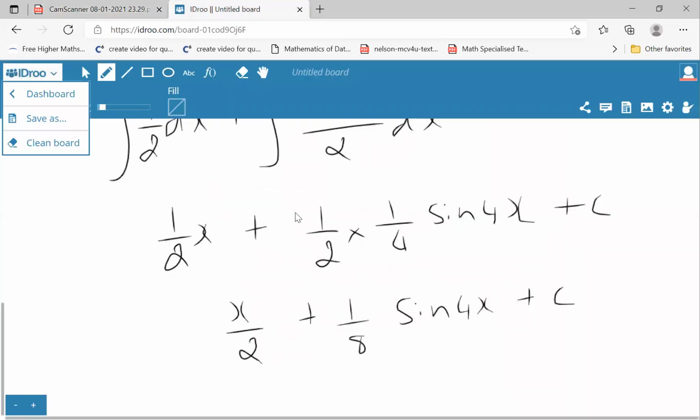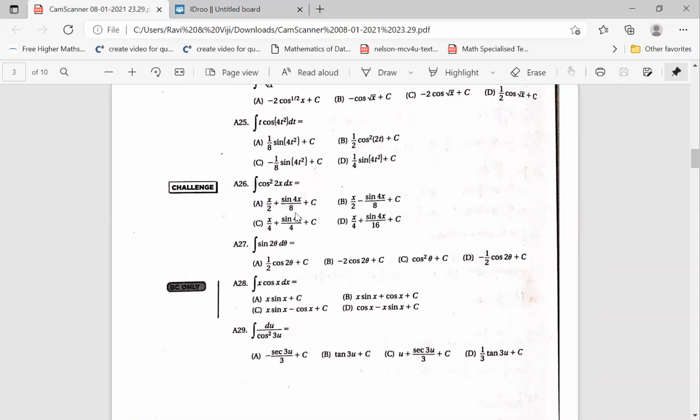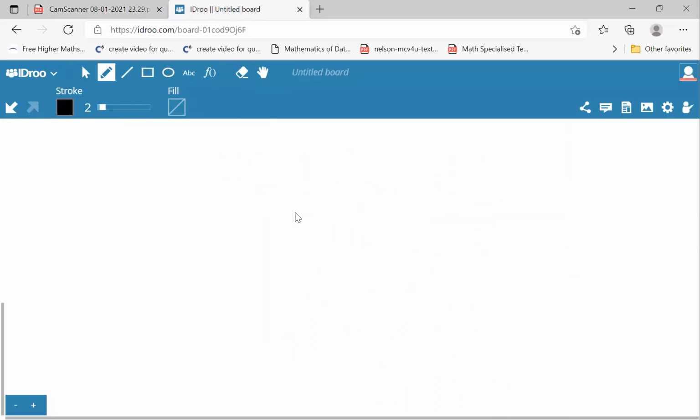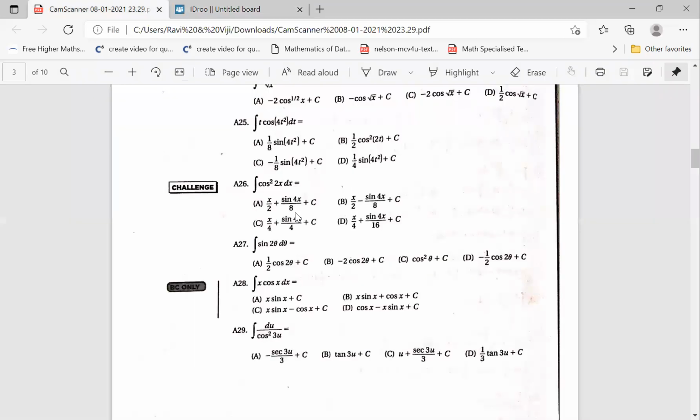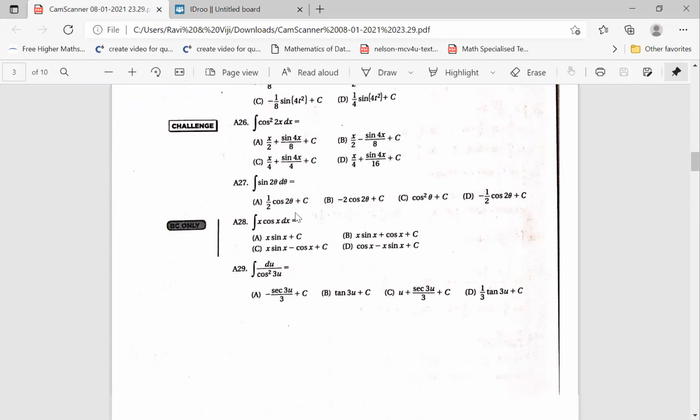All right. Now coming to the 27th one, integration of sine 2 theta d theta. This is a simple, straightforward question. As I told you, whenever you integrate, you divide by the coefficient of the variable. So that will give you minus 1 by 2 cos 2 theta plus c. So let's see which option is correct. Minus 1 by 2 cos 2 theta plus c. So D is the correct option.